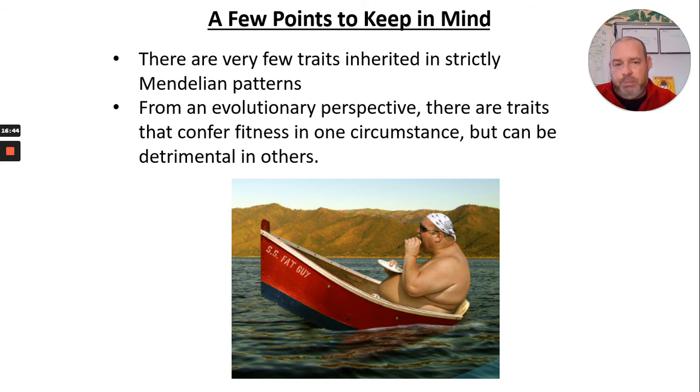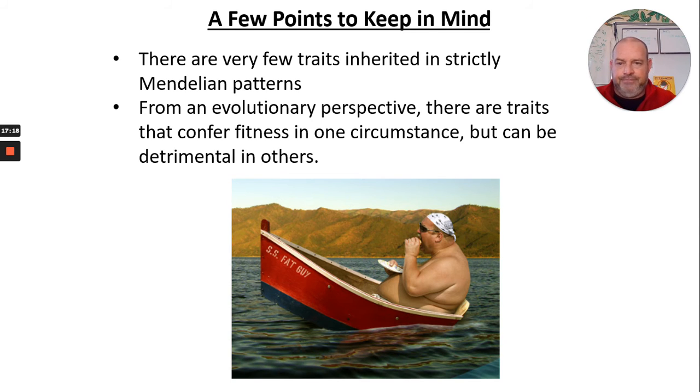From an evolutionary perspective, there are traits that can confer fitness in one circumstance, but could be very detrimental in others. And you might be able to tell that from this picture right here, a kind of comical little picture. Another example would be the frog with the best mating call. That's really good in that circumstance because you'll get mates. But you're also giving away your position, and your predators might find you more easily, which would not be good in that circumstance. So that's what they're talking about, where sometimes you can have too much of a good thing.